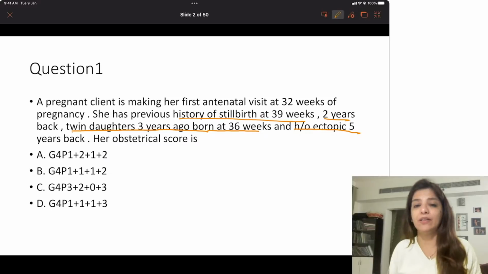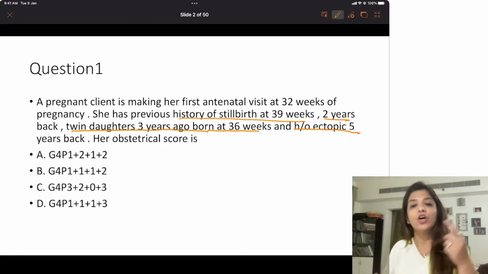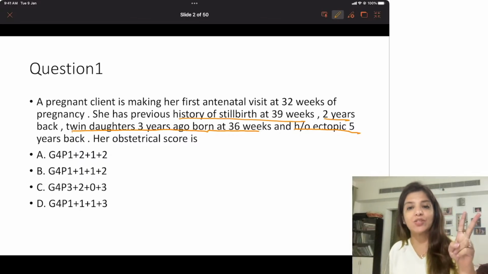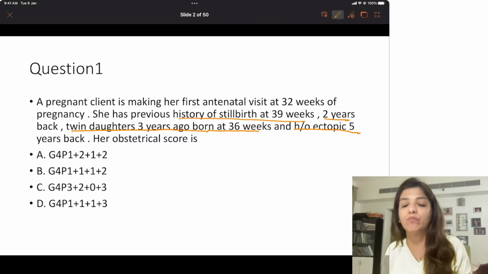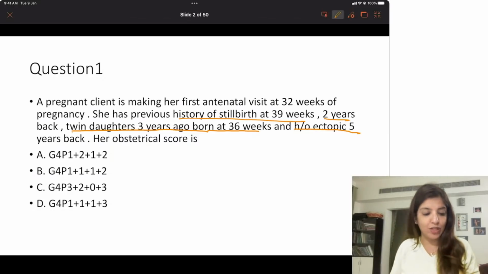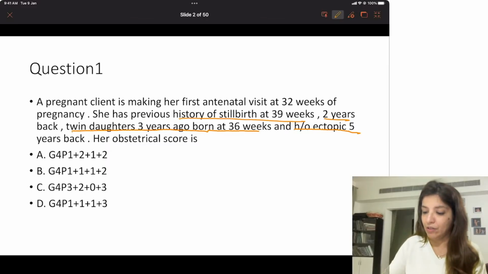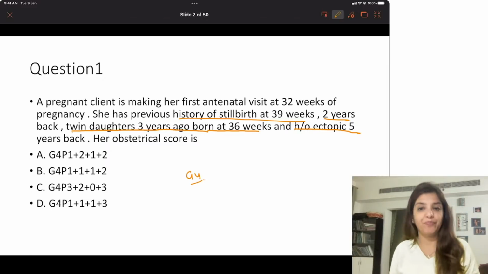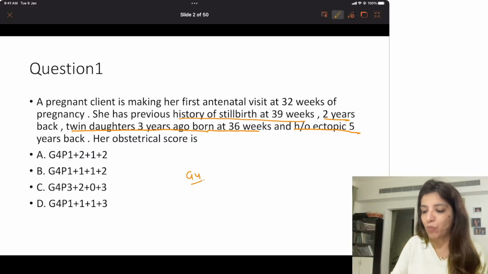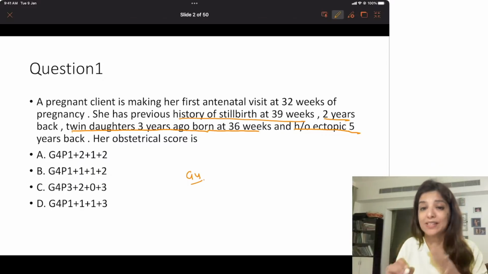What is her gravida? What do you mean by gravida? Gravida is the number of times a female conceives, including this present pregnancy. So she has a history of ectopic, a history of twins, a history of stillbirth, and this is her 4th pregnancy. This is the 4th time she has conceived. So tell me, what is her gravida? She will be gravida 4.